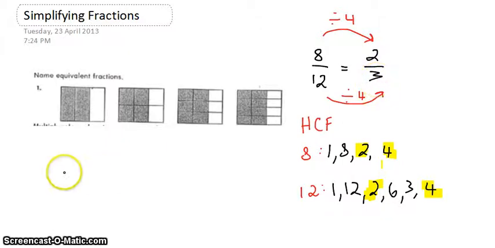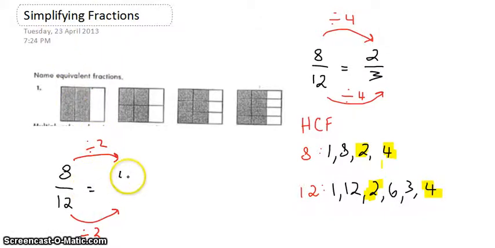Okay, and even if we decided to just halve it, so started with 8/12 and say we didn't know it was the 4, because they're even numbers, 8 and 12, we can immediately think that 2 goes into them. So we might simplify it and just go, well, I'm going to halve my 12 and halve my 8, and I'll get 4 over 6.